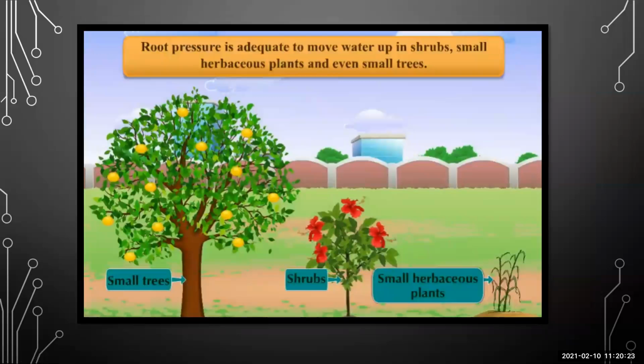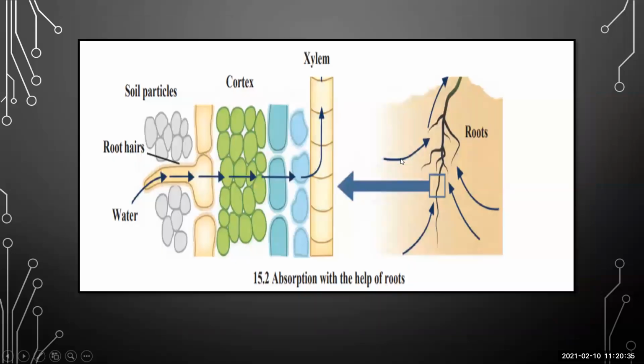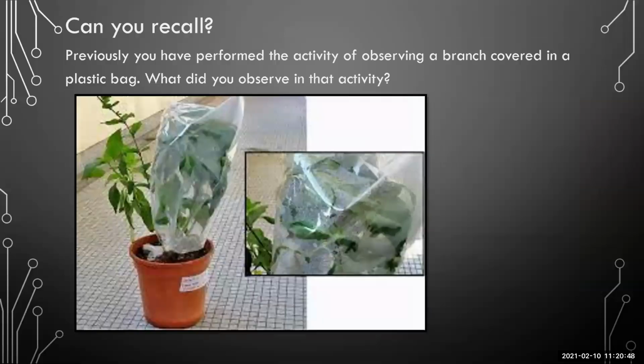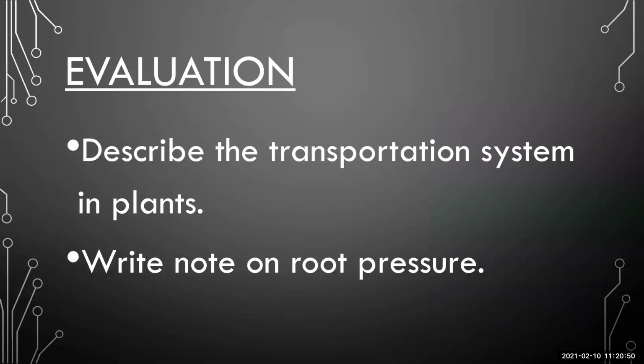Root pressure is adequate to move water up in shrubs, small plants, small herbaceous plants, and even in small trees. Here is the diagram given in your textbook on page number 164 showing how the root pressure process is carried out. These two questions we discussed yesterday.